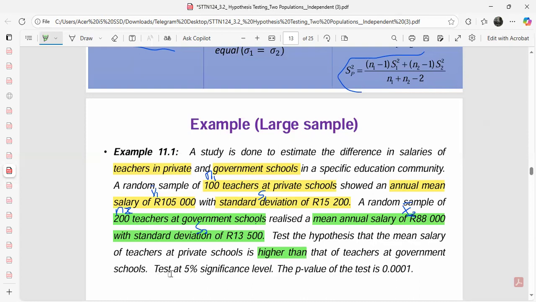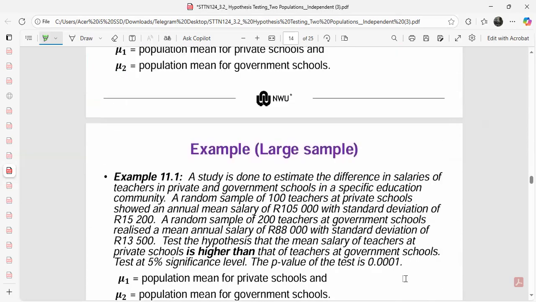We're given the significance level of 0.05 and the p-value 0.0001. We can see that the bigger one is 0.05. Therefore, the p-value is less than alpha. We reject the null hypothesis at 5% level of significance. Okay, let's check.